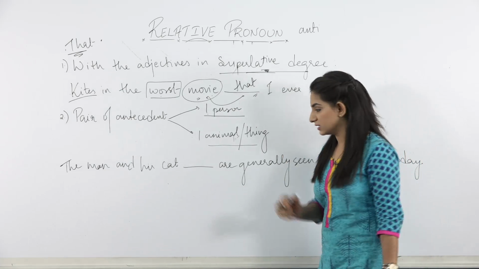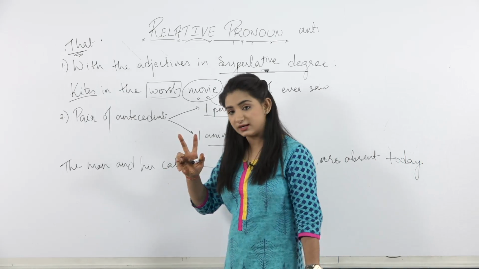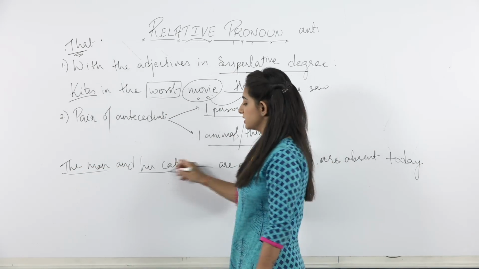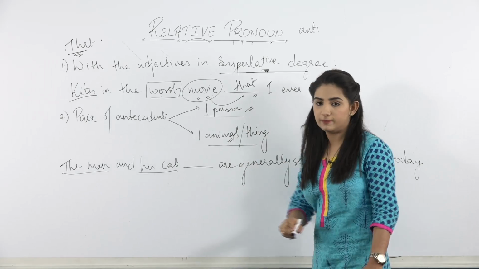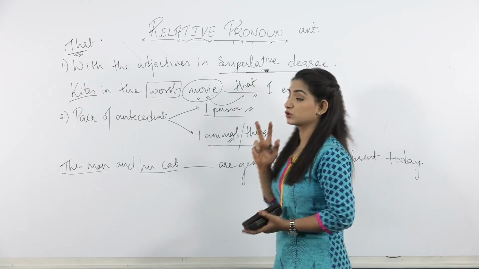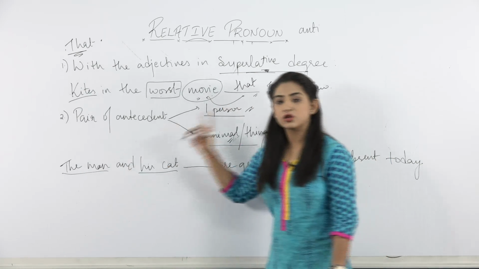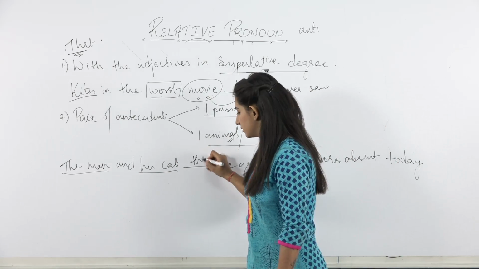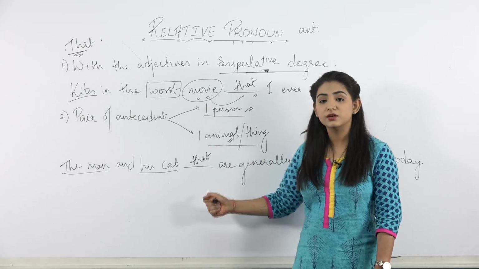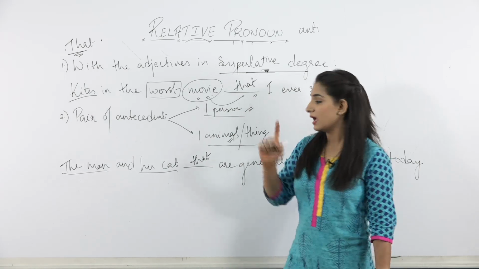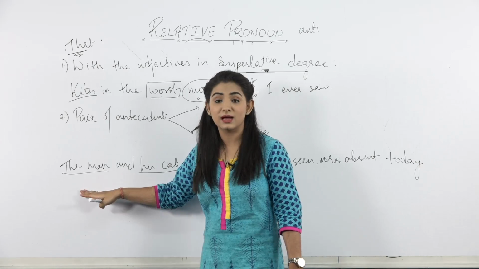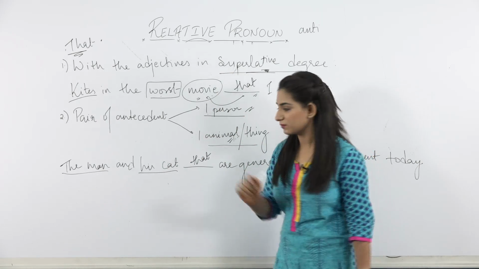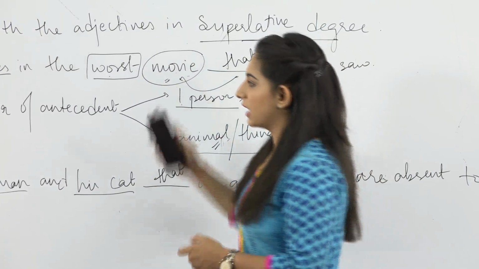In this sentence you can clearly see we have two antecedents. The first is the man, which is a person. Second is his cat, which is an animal. यहाँ पे आप देख सकते हो कि हमारे पास दो antecedents है, एक man जो कि person है और दूसरा cat जो कि एक animal है. तो इस condition में हम क्या लगाएंगे? That का use करेंगे. We are using that here because we have a pair of antecedents and the one is a person, that is man, and the other is a cat, that is an animal. तो जब भी ऐसी condition आती है हम किसका use करेंगे? That का. आगे बढ़ते हैं हम that के तीसरे usage पे.